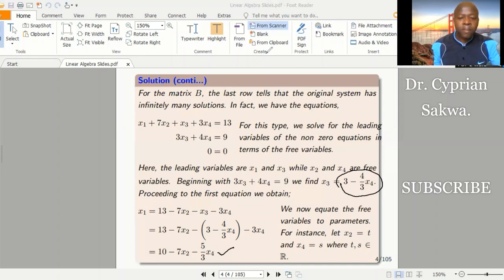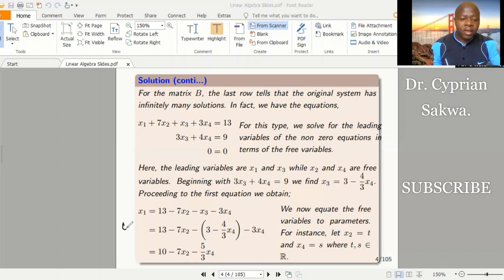And then after that, we would equate the free variables to some parameters. So I say we now equate the free variables to parameters. For instance, let x2 be t and x4 be s, where s and t are real numbers. So that is where we get the infinitely many solutions. It comes from there because one may say that t is 1 or 2 or 3 or 4. So we have no limit for the choices. Another person would say, let s be 1, 2, 3, 4. Another one chooses other values.